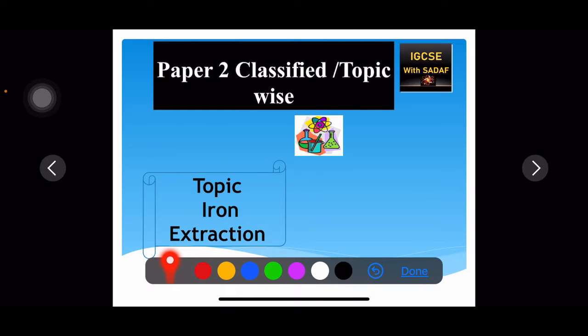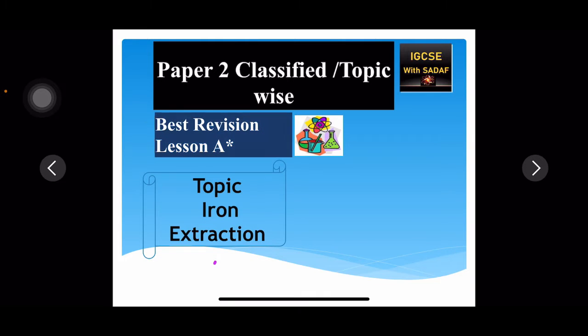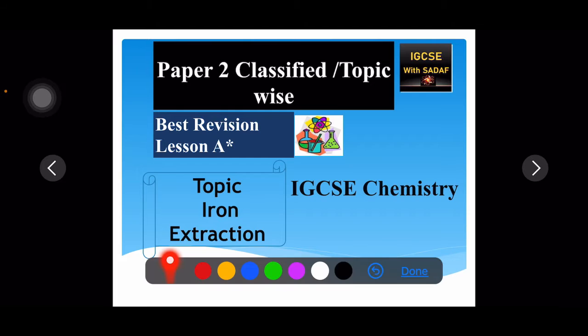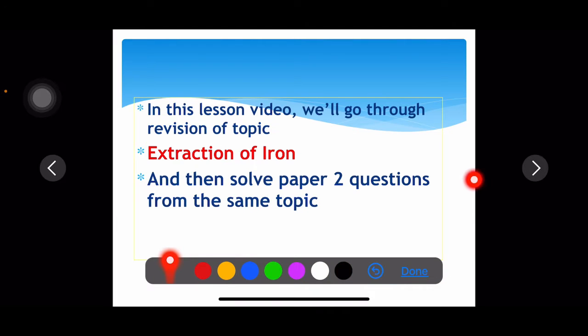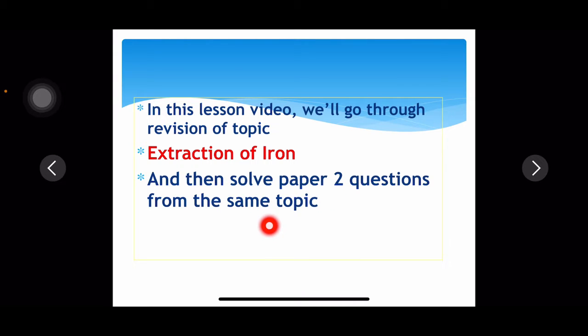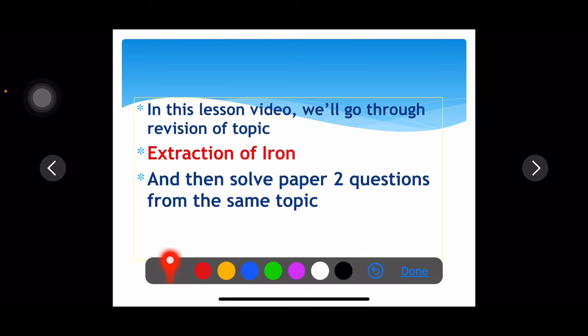Our topic of discussion today is iron extraction. Today we will go through a quick revision of the topic extraction of iron first. Then we will solve some questions from paper 2 from the same topic. Let's go through the quick revision of the topic.